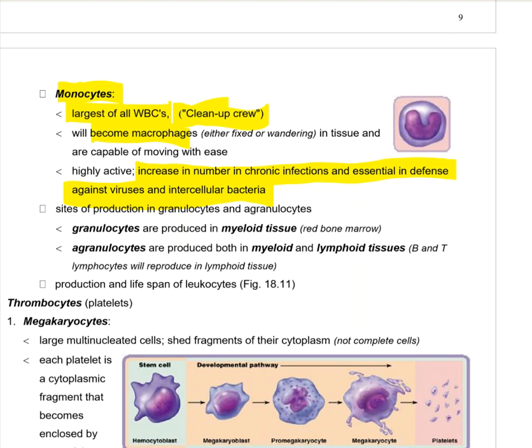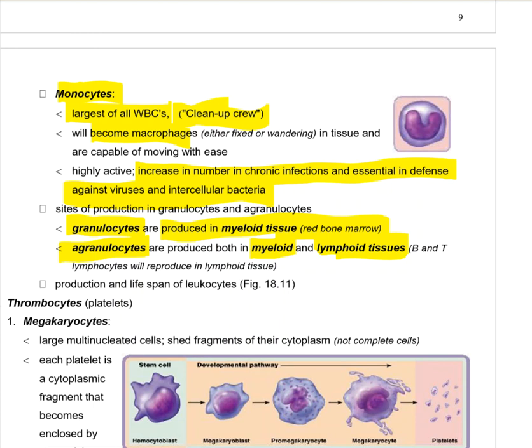Now, interestingly, these cells are produced in a little different places. So the granulocytes are produced in myeloid tissue, which is the red bone marrow tissue. Agranulocytes are produced there, but they're also produced in lymphoid tissues. And so this is why we call B and T cells lymphocytes, because they can be made in the lymph tissue. So that's good to remember.